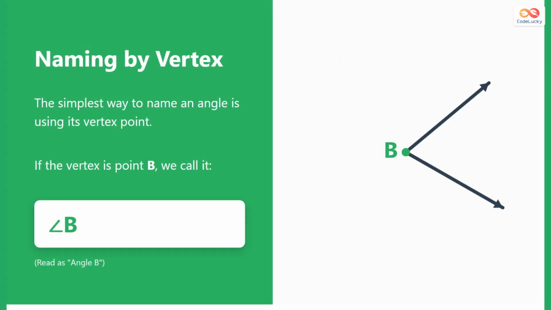We can name an angle in a few different ways. The simplest way is to use the name of the vertex. If the vertex is point B, we can simply call it angle B.